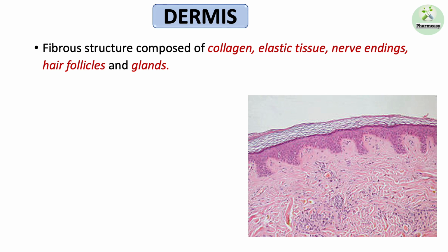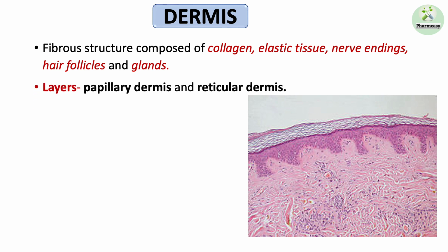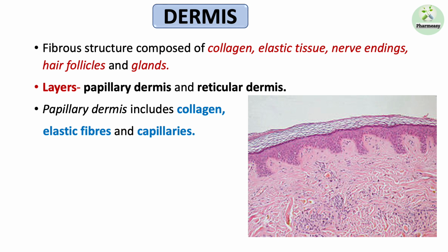In this layer, hair follicles, blood vessels and nerves are present. It is composed of collagen fiber, elastic tissue, nerve endings, hair follicles, and some glands. Dermis has two layers as papillary dermis and reticular dermis. Papillary dermis is superficial and lies just beneath the epidermal junction and includes collagen fiber, elastin, and blood capillaries. It is relatively thin and made of loose connective tissues.